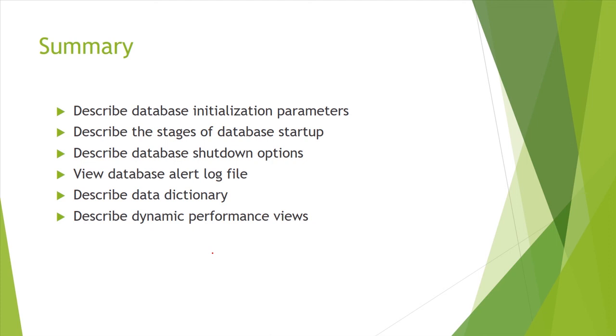And we discussed the stages of database startup. During startup of your database instance, Oracle goes through 3 stages. NOMOUNT stage, reading the parameter file. From NOMOUNT to MOUNT, reading control files. From MOUNT to OPEN, reading data files and redo log files. And we described database shutdown options. There are 4 modes for shutting down the database: normal, transactional, immediate, and abort. And also we discussed the alert log file and how to locate the alert log file and view the content of the alert log file. And also we described the data dictionary and dynamic performance views.